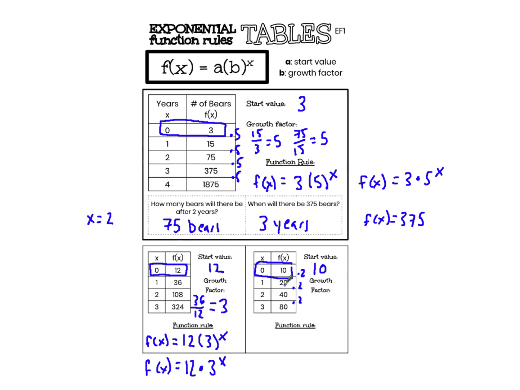But if you can't, take one value of f of x, like 20, and divide it by the previous value of f of x, 10. So my growth factor is 2.